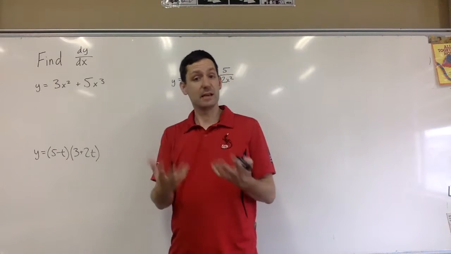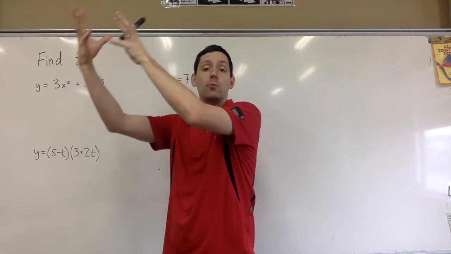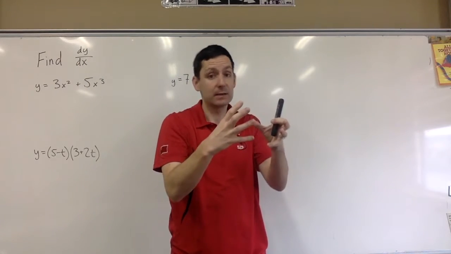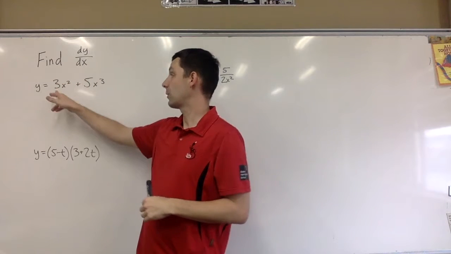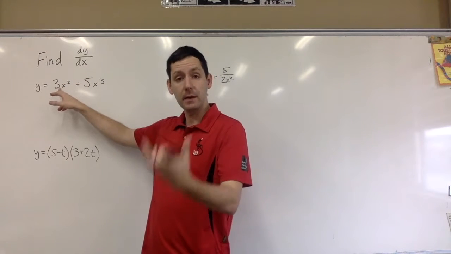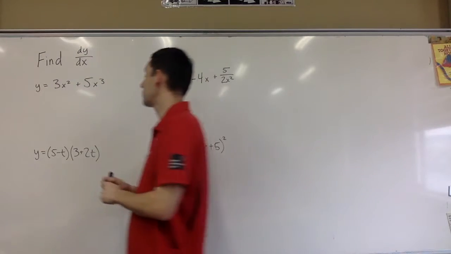Now this should be the easiest one. Just a reminder that all we do is we take that power, we multiply it by the number in the front. If there's no number, then the number is just 1, which means it stays the same. So then we just bring that number in front, and then the exponent goes down by 1. So should be pretty easy.